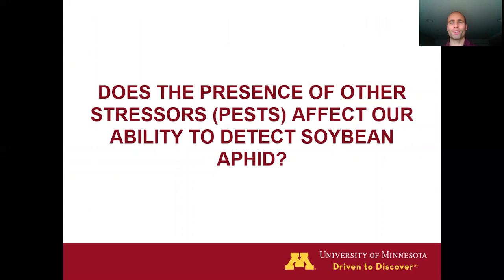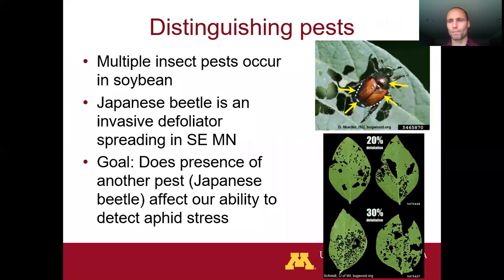However, we still have a lot of other things to learn about the spectral reflectance of soybean canopies, interactions with other pests, other stressors. And one of the questions we're trying to address now is, what if we have other pests in the field with soybean aphid? In particular, what if this other new invasive pest, the Japanese beetle, is in the field?